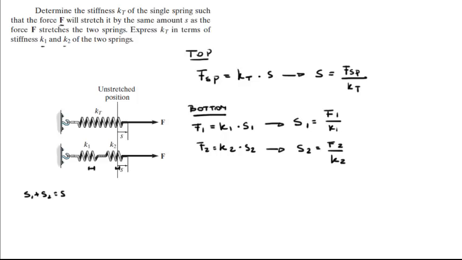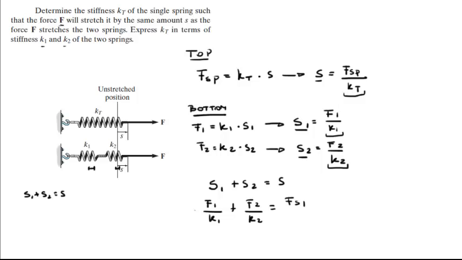Now, as I said before, S1 plus S2 is equal to S. So when you replace the S1 and the S2 in this equation for these values, you get that F1 over K1 plus F2 over K2 is equal to F spring, which is the force in the first spring, over KT. However, both of those forces are the same. F1, F2, and F spring are all the same, so let's call them F.